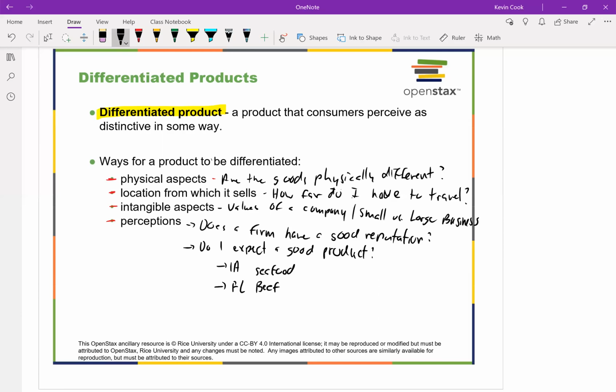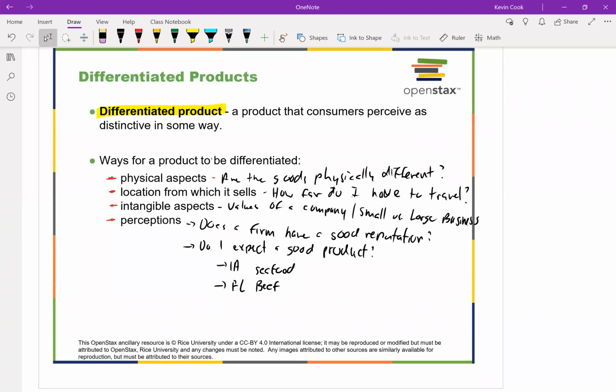We have this perception. I have this idea that Iowa beef is going to be better than Florida beef, which it is. And if someone was trying to sell me Iowa oranges, I would personally rather have a Florida orange than an Iowa orange, because Florida has a better reputation. I have a better perception of how an orange is going to come out of Florida than Iowa. So again, just a few ways that our products can be differentiated, and some things that cause that.